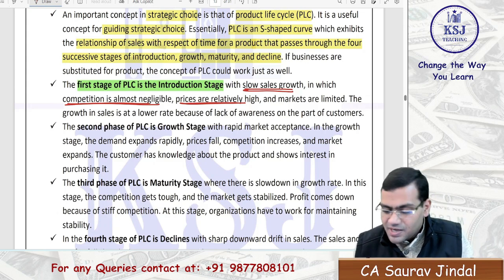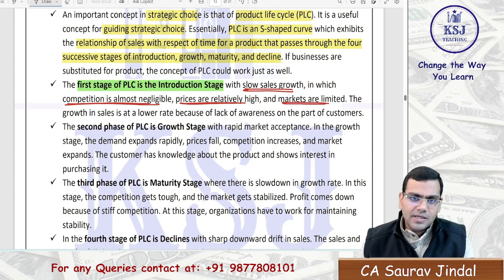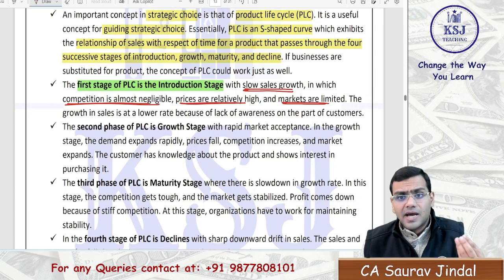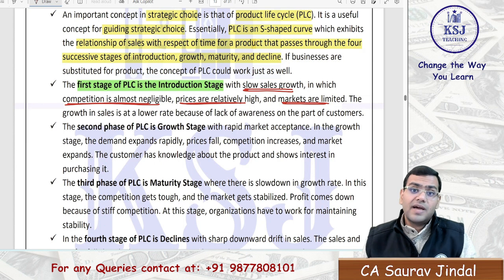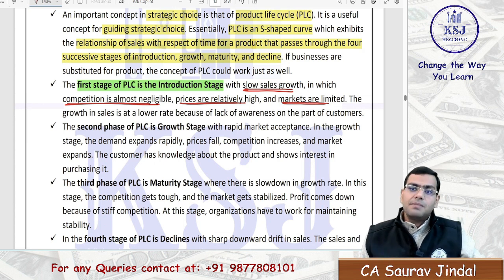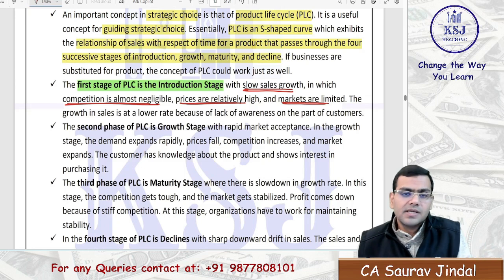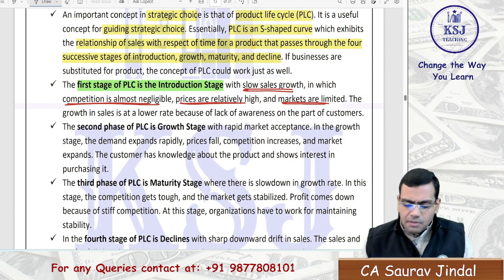You can charge high prices. And the markets are limited. When there are limited markets, it means the people who are opting for it are limited, right? The people who are providing are limited. That is why the competition is low. Why is it limited? Because the people are not yet aware of the things. For example, gluten-free products, people are not aware of that much. The competition is not so high.